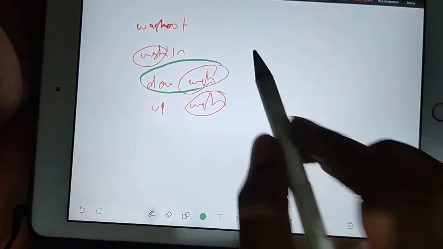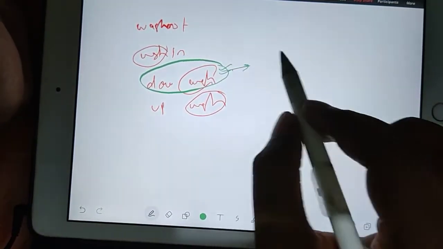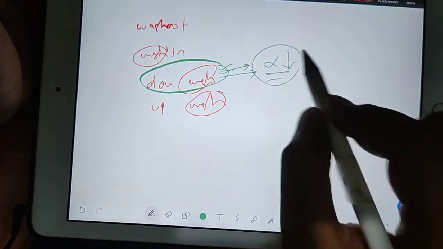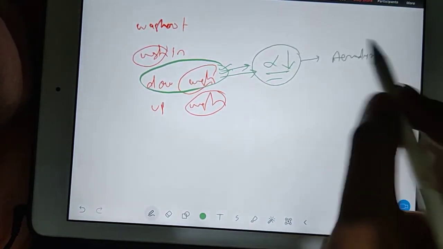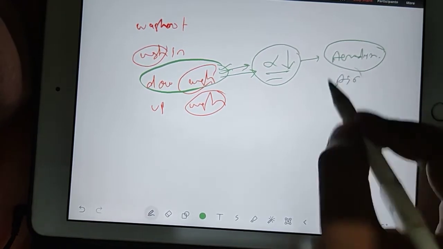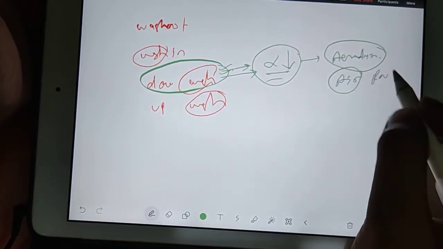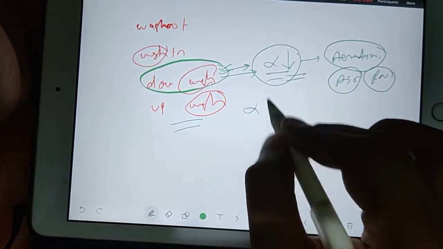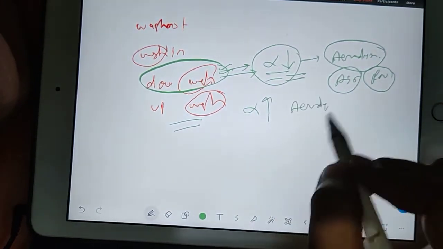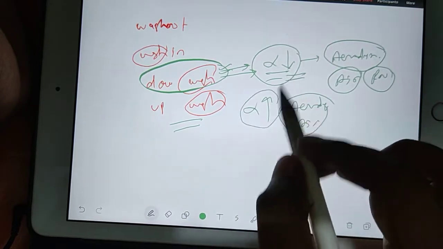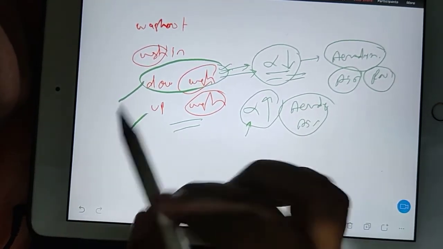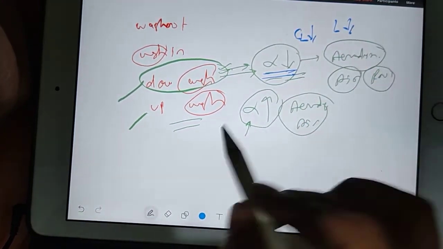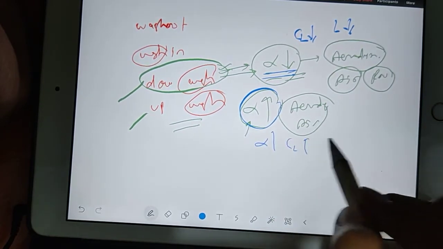Down wash means it is a phenomenon in which your angle of attack decreases. But this down wash is your aerodynamic phenomenon. It means because of the direction of air, your angle of attack will decrease. And upwash means your angle of attack will increase. Again, this is an aerodynamic phenomenon. Because of air, your angle of attack is increasing. So that's why we say downwash, upwash. But again, the concept is the same. If alpha is decreasing, then CL will decrease, lift will decrease. Again, here alpha is increasing, CL will increase, lift will increase.